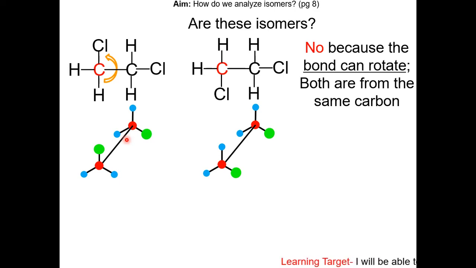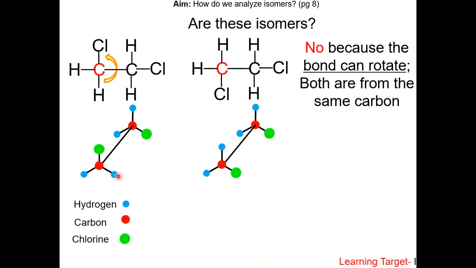So let's draw the 3D shape of each molecule. The blue circle represents the hydrogen, the red circle represents carbon, the green circle represents chlorine, and the black line represents the bond. So notice in this structure, the chlorine's on top, and in this structure, the chlorine's on the bottom. If we rotate this single bond, notice that both compounds are now completely identical.